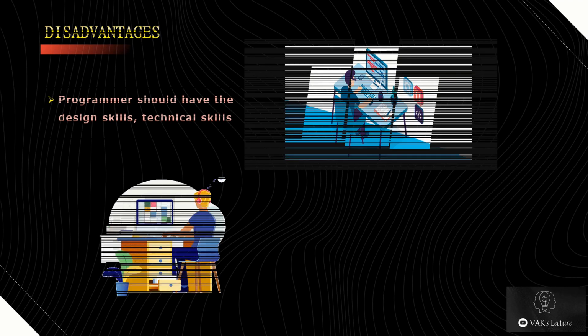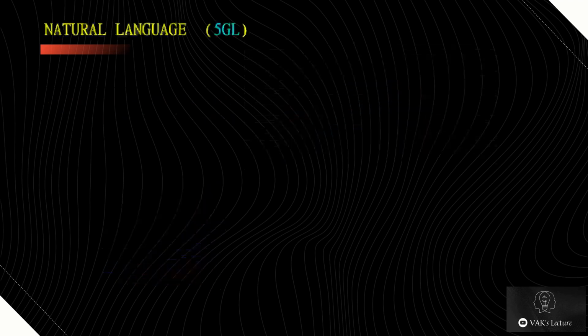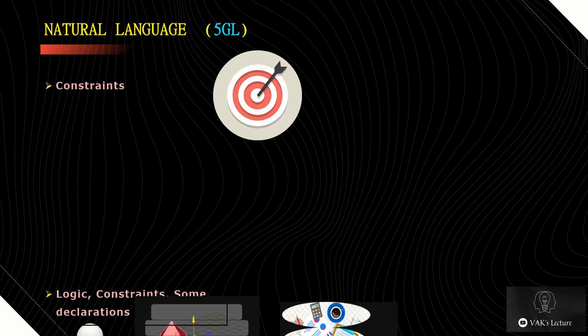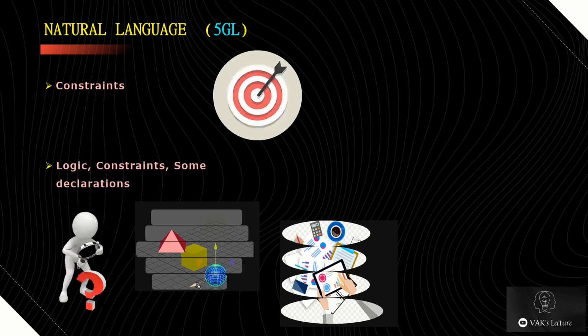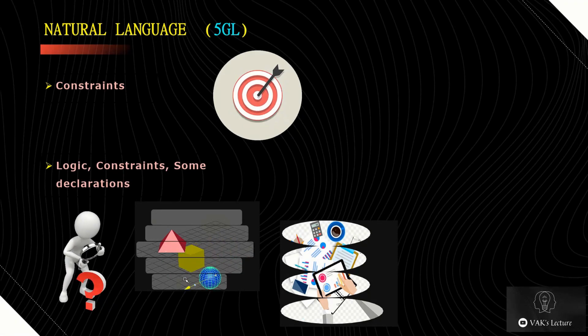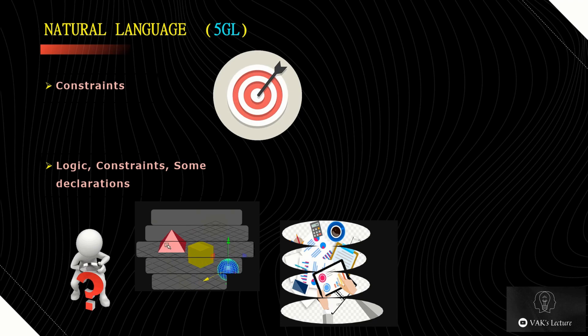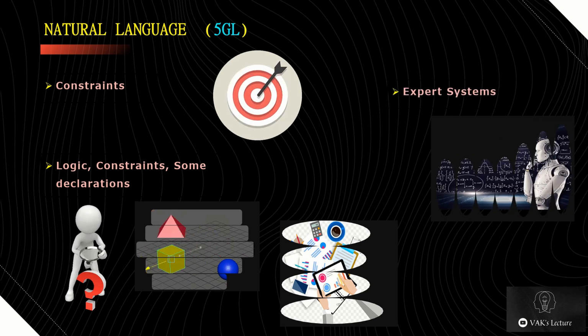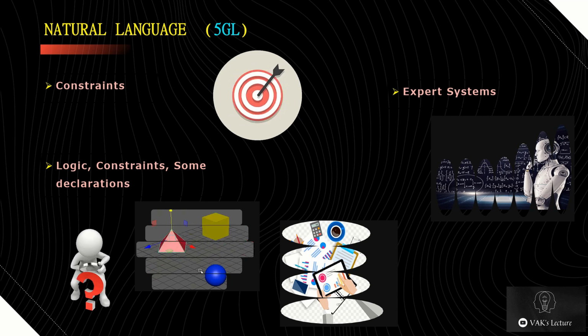Next one, natural language. This language is used to solve problems using the constraints given to the program. How we are thinking, likewise, they are developing a machine. It is a high-level language based on logic, constraints, and some declarations. These are widely used in artificial intelligence research, speech, and face recognition. We need expert systems because we are developing a machine like humans. For example, Prolog.